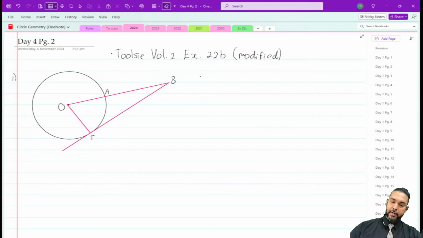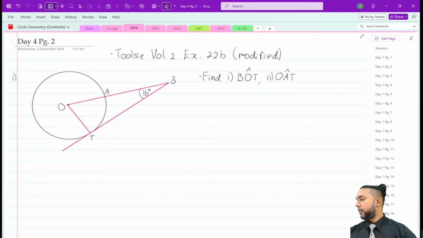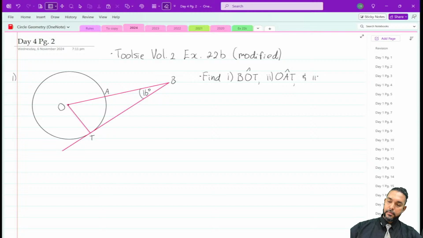So we have to find the following angles, and there are 3. Sorry, hold on. I forgot to put in we have an angle here of 16 degrees. My bad. Right, we have to find BOT, in the first instance. Then we have to find OAT, which might involve drawing in a line that's not currently there. And item 3, TAB.